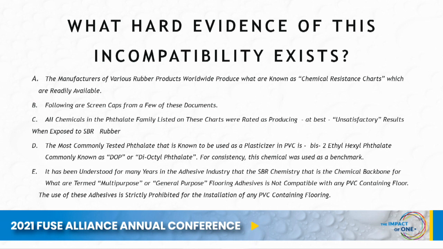The adhesives that we use, these SBR adhesives, are commonly known as multi-purpose or general purpose flooring adhesives. We're all familiar with them. If you look at every pail of it, in big letters somewhere it says not for use with vinyl. So these adhesives are strictly prohibited for the installation of any PVC-containing floor. That's another hard science fact that supports the fact that you have a potential issue when you put these two things, LVT or LVP, any vinyl-bearing floor, in contact with a crumb rubber underlayment.